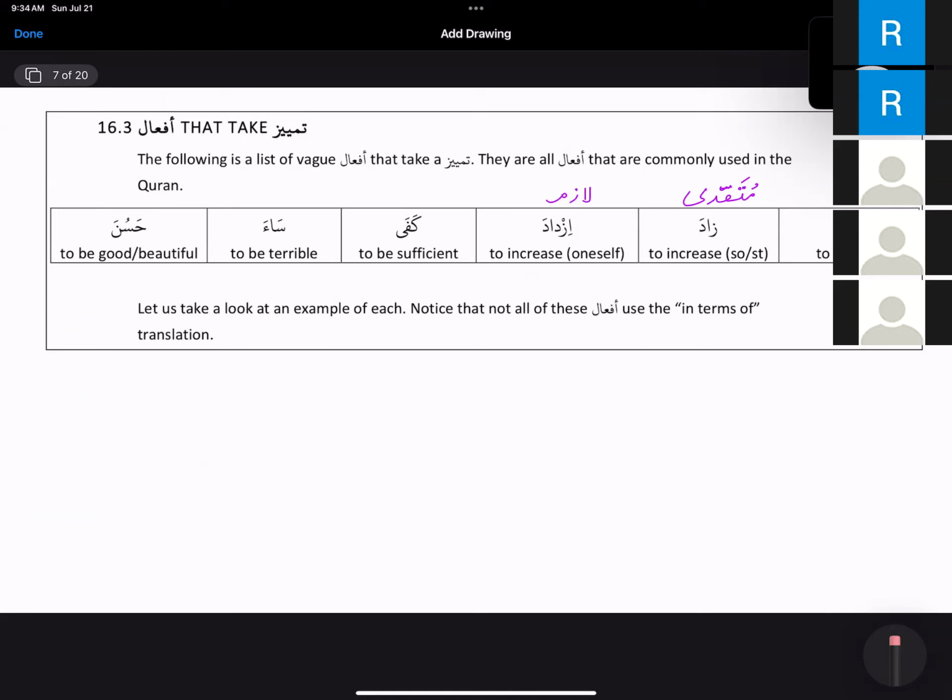Can we say them at least three times so it sinks into our minds better? Mala'a, zada, izdada, kafa, sa'a, hasuna. Very good. One more time: mala'a, zada, izdada, kafa, sa'a, hasuna. One last.